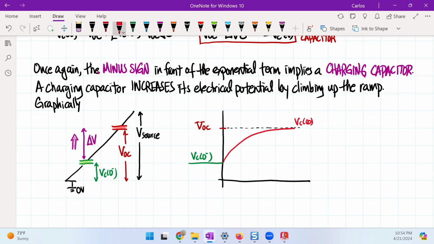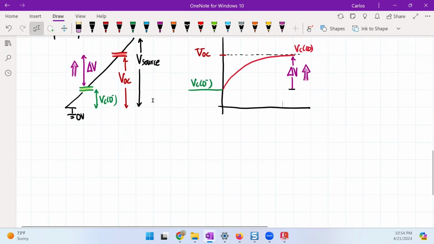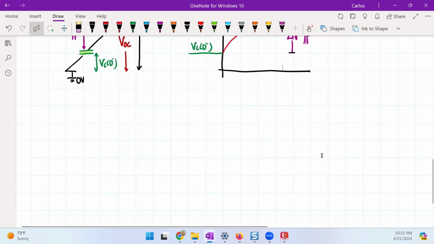So what does the delta symbol tell us here? It tells us that delta V is the difference between these two, and it's the upward climb that we're talking about. So it's climbing upwards. That negative sign implies that it is climbing upwards. To get more of a sense of this, let's look at some simple examples.